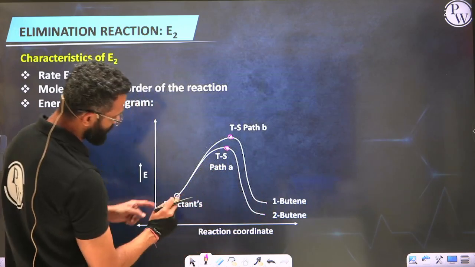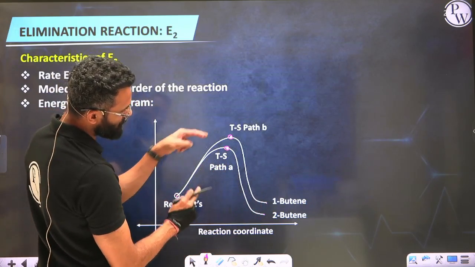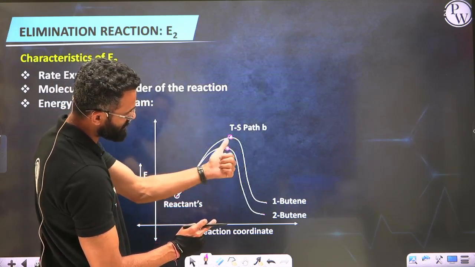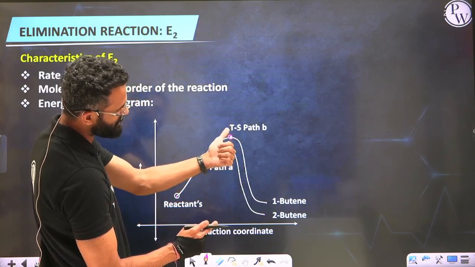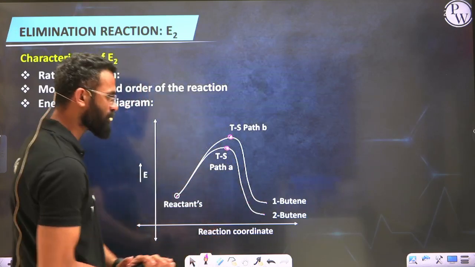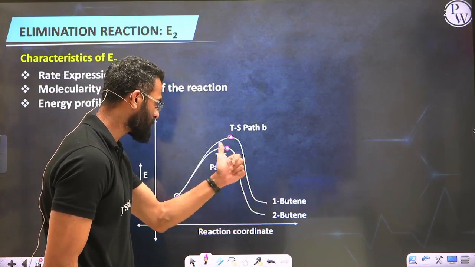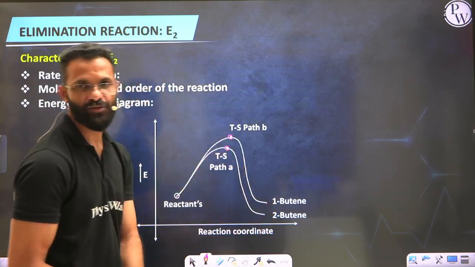So after this reactant, you will see there are two curves you are getting, one with lower energy of transition state, the other with higher energy of transition state. Hence the corresponding products obtained are more stable and less stable respectively for the path A and path B transition states.